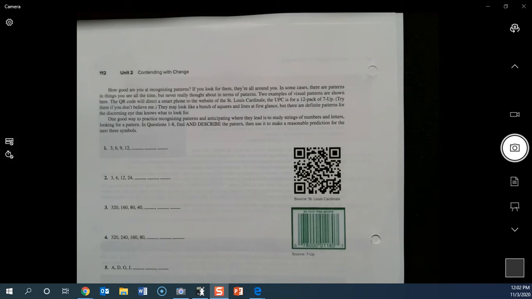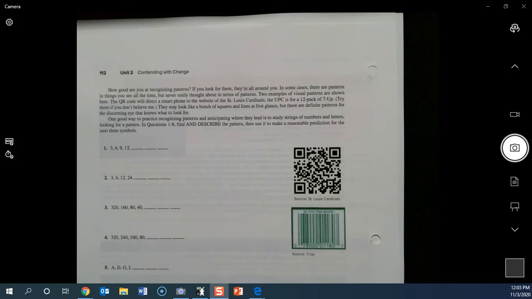The QR code will direct the smartphone to the website of the St. Louis Cardinals. The UPC is for a 12-pack of 7-Up. Try them if you don't believe me. They may look like a bunch of squares and lines at first glance, but there are definite patterns for the discerning eye that knows what to look for.